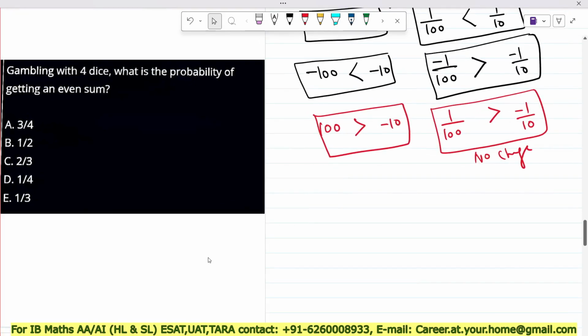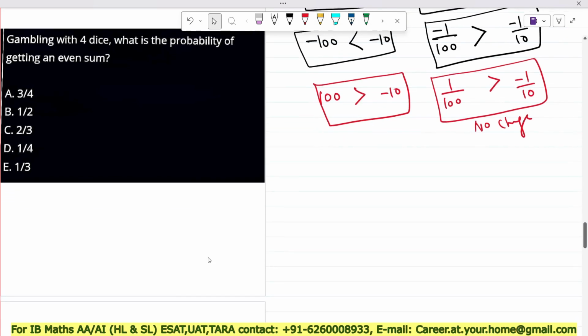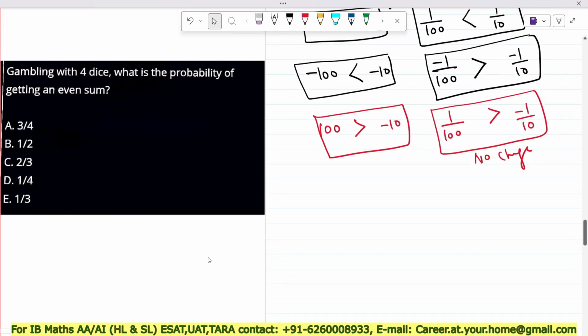Gambling with four dice, what is the probability of getting an even sum? Oh, wait, 2, 4, 6, 8. Oh, I can't work that either.